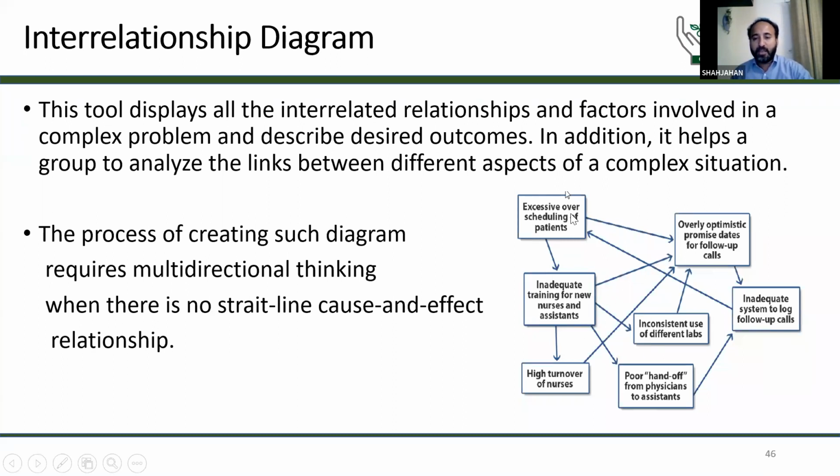Like you can see here, excessive over-scheduling of the patient, that the nurse makes. Now, what is the reason? Maybe inadequate training of the new nurse and assistant, maybe high turnover of the nurses, maybe poor handoff from the physician, maybe inconsistent use of different labs, maybe overly optimistic promise dates for follow-up. So these many problems which are interconnected is known as the interrelationship diagram.